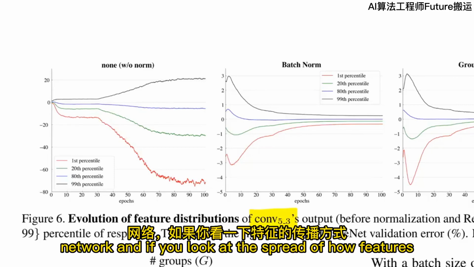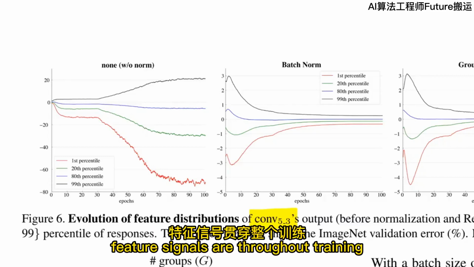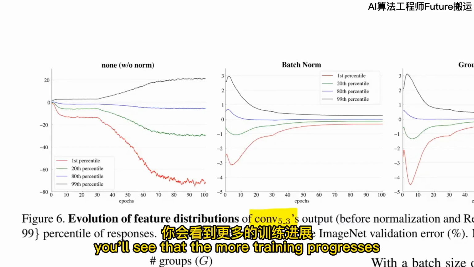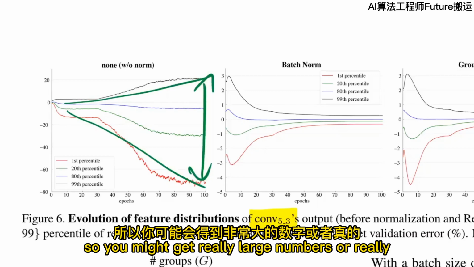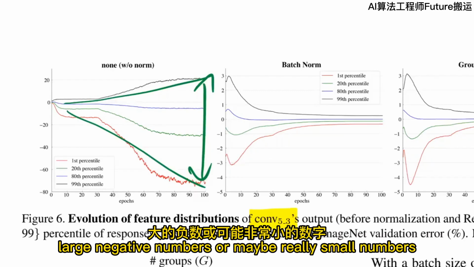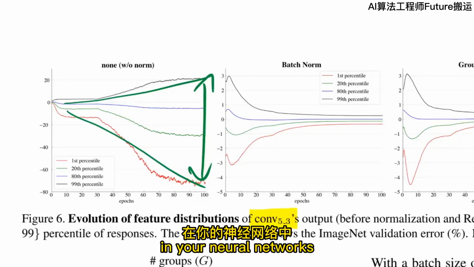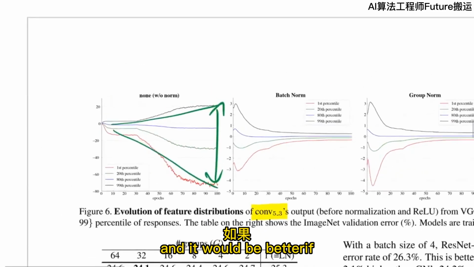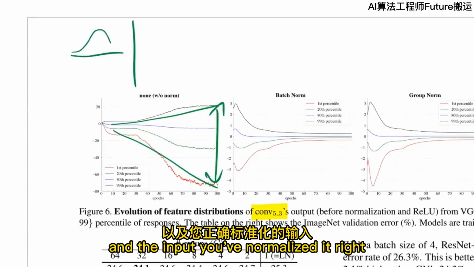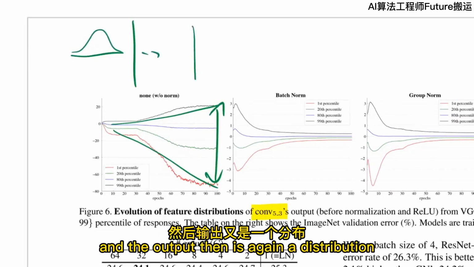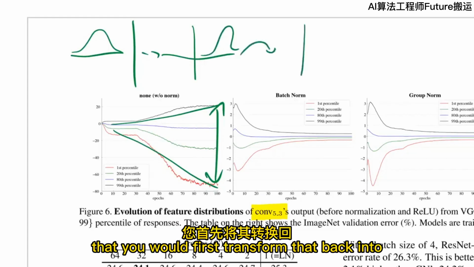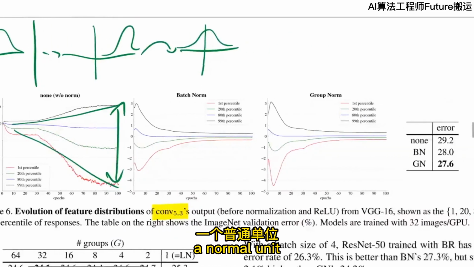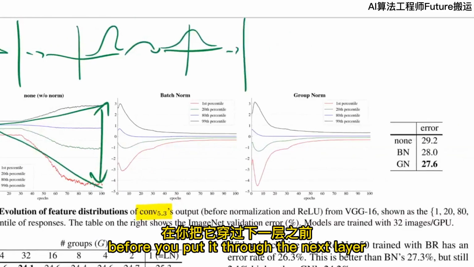And if you look at the spread of how feature signals are throughout training, you'll see that the more training progresses, the larger the kind of spread of features is. So you might get really large numbers or really large negative numbers or maybe really small numbers in your neural networks. And it would be better if you had a layer and the input, you've normalized it, right? And the output then is again a distribution, but it's maybe shifted. That you would first transform that back into a normal distribution before you put it through the next layer.